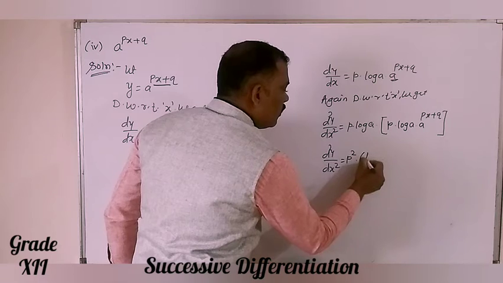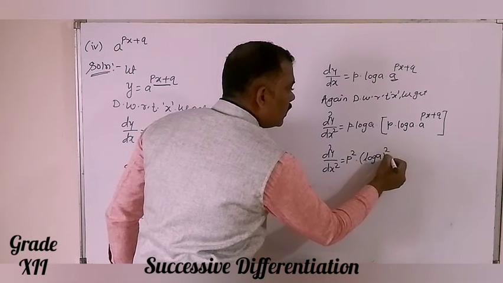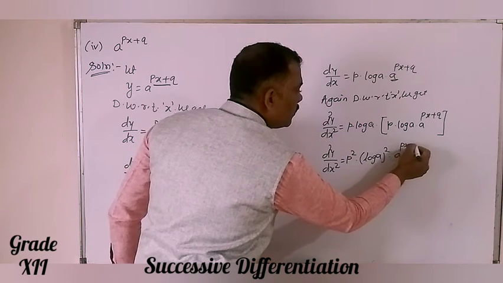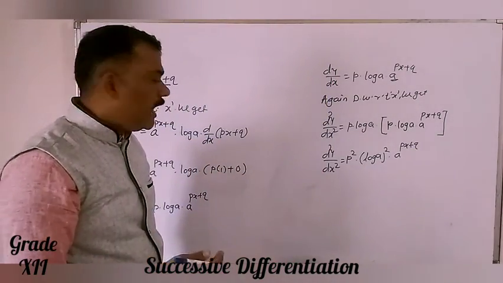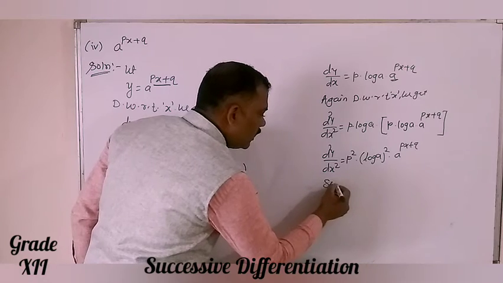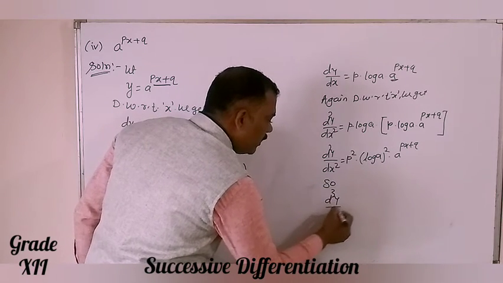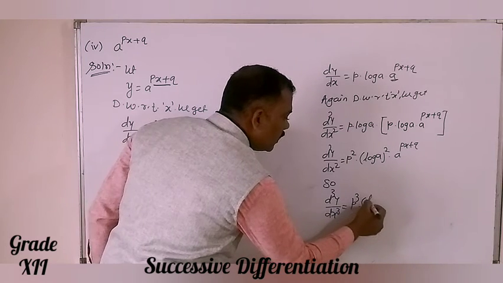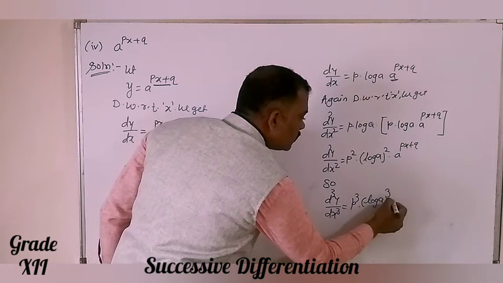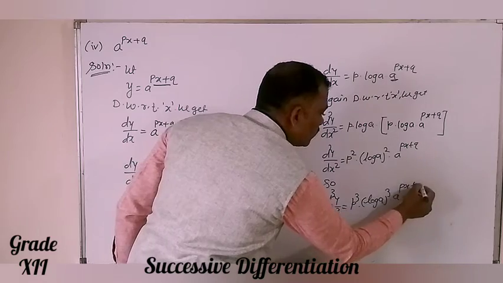Log of a, that is (log a) raised to p x plus q. Now from the first order derivative and second order derivative, we can observe the pattern, so that we can write the third order derivative. So d3y by dx raised to 3 is nothing but p raised to 3 into (log a) raised to 3 into a raised to px plus q.